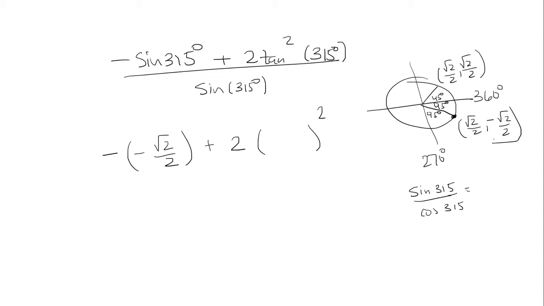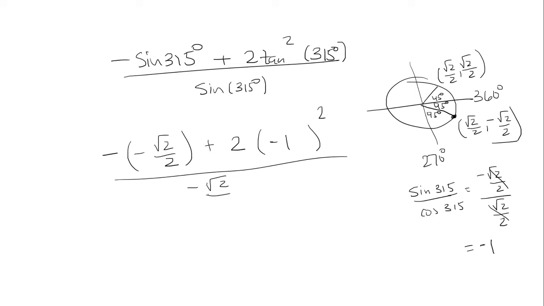Because here they're the same, you have root 2 over 2, root 2 over 2, but the only difference really is the negative sign. So if you pull that out, you just have 1 remaining since they're the same. So that's just negative 1, and then we're going to square that, divide that by sine of 315, which we said is negative root 2 over 2.